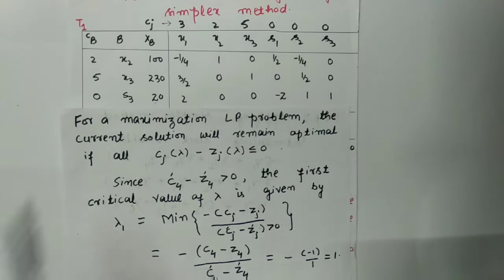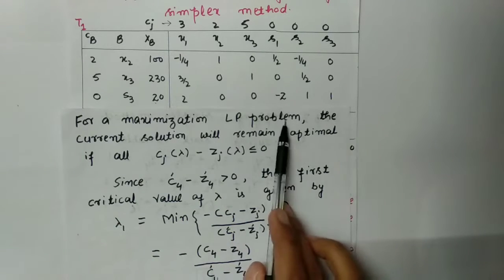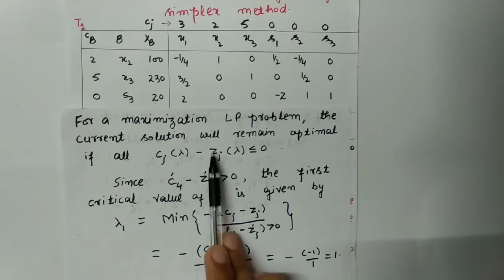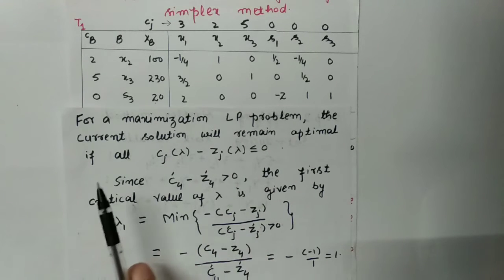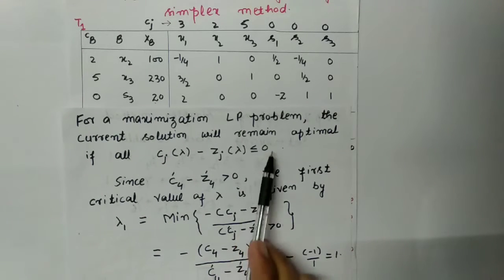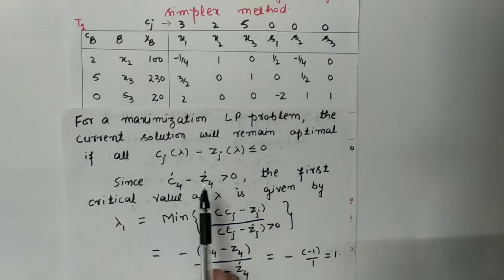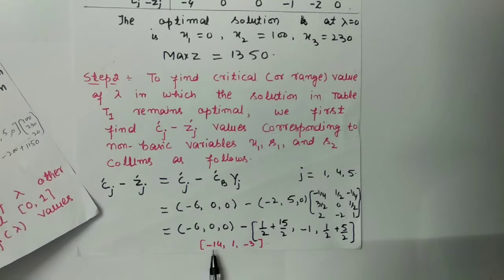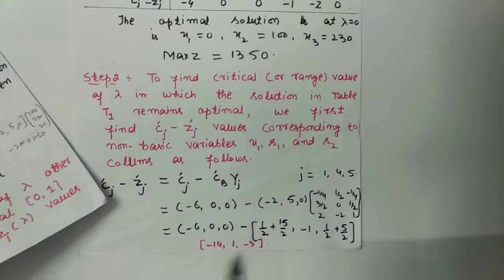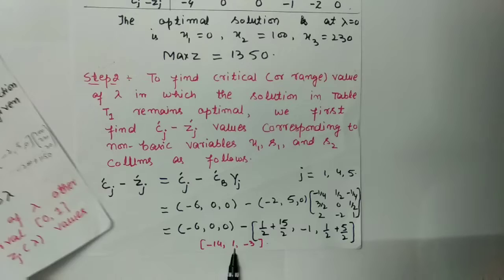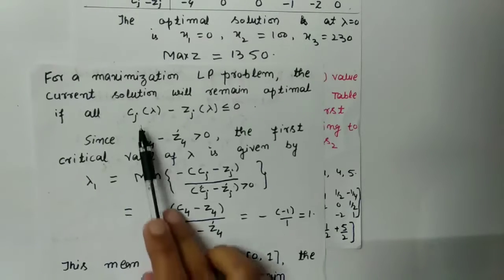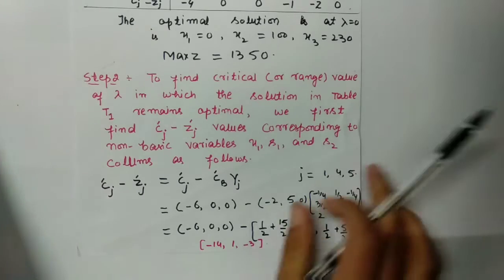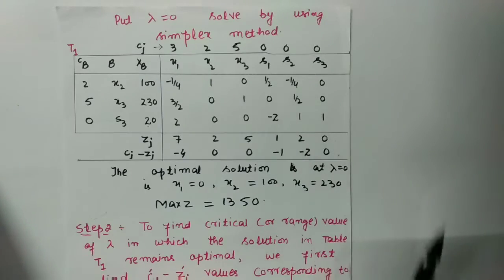Now, for a maximization linear programming problem, the current solution will remain optimal if all Cj lambda minus Zj lambda, that is C dash j minus Z dash j, are less than or equal to 0. Here, the solution will be optimal if all these values are less than or equal to 0. But here this value is greater than 0. That is C dash 4 minus Z dash 4, which is corresponding to S1, that is the fourth column, because S1 is in the fourth column.